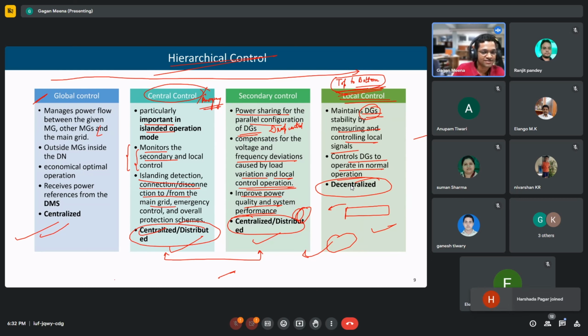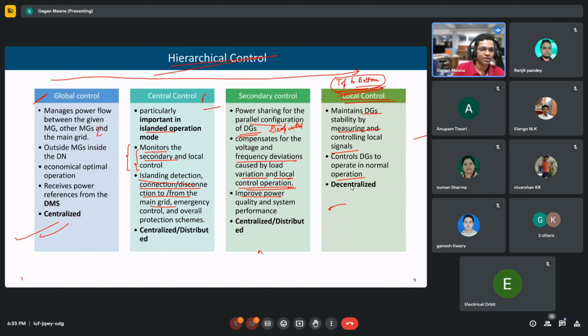So islanding detection, disconnection from the main grid, emergency control and overall protection scheme are all a part of this center scheme. You can say this is the microgrid central control (MGCC), which we have seen in the previous classes also. So it will have inputs from all the generators, all the DGs, and it will monitor everything. It will monitor how the secondary control is working, how local control is working, and coordinate with all the generators. And this MGCC will also coordinate with the other microgrids through this global control.